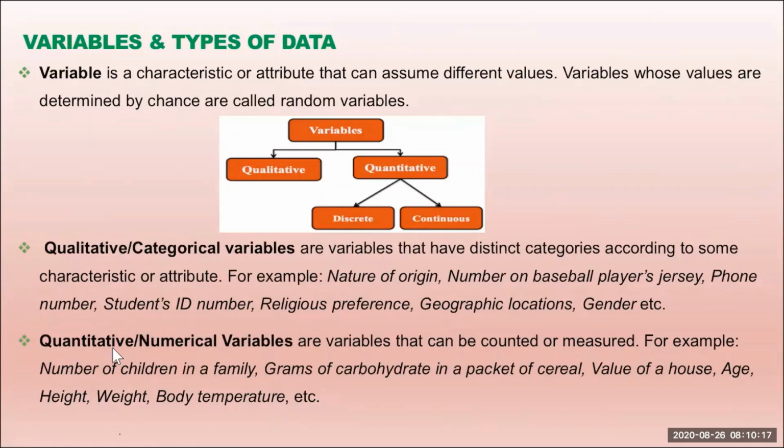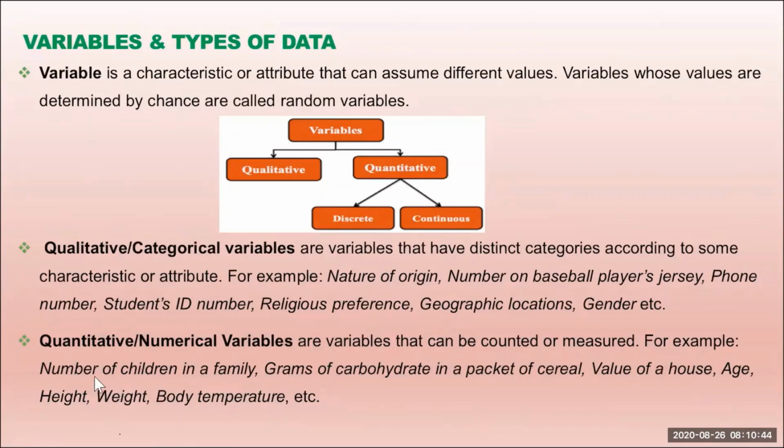The next one is called the quantitative variable. Quantitative variables are also called numerical variables because these variables involve pure numbers. Whenever you see pure numbers, the numbers which can be added, subtracted, multiplied, and divided, then the variables are called numerical or quantitative variables. Numerical or quantitative variables are those which can be counted or measured.